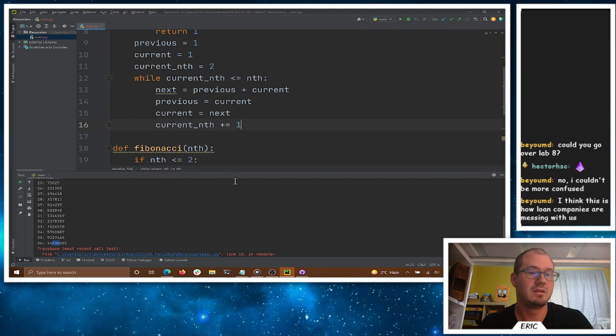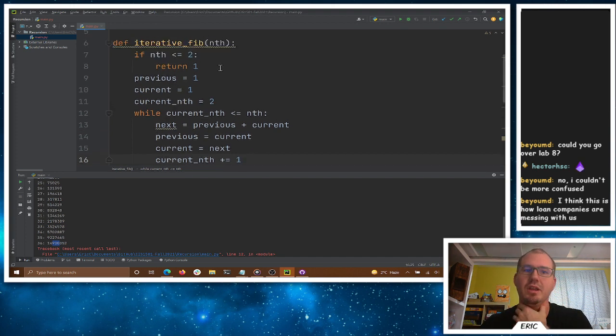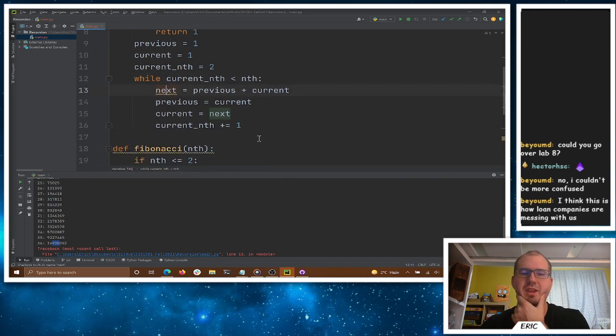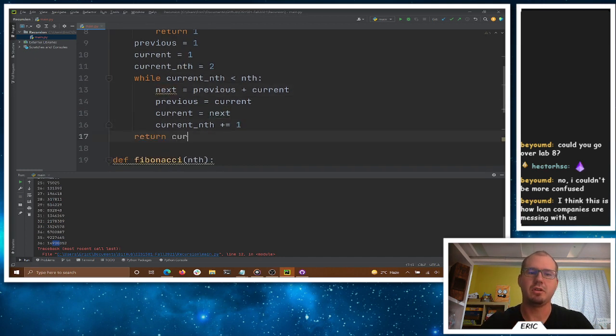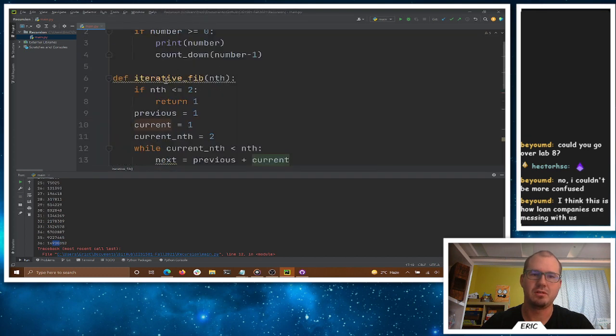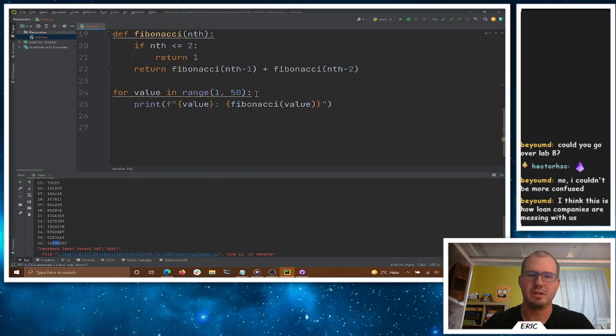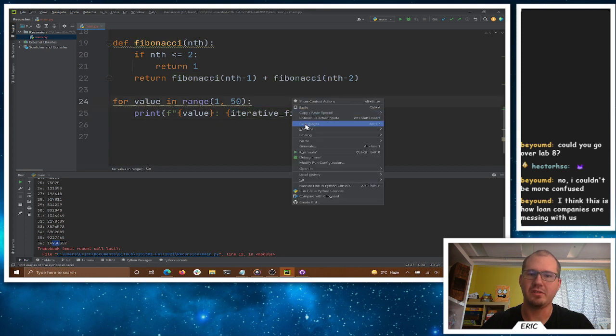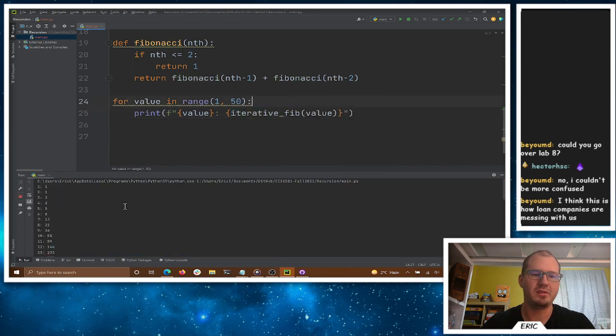Okay. All right, so this way we're going to calculate counting up. So if you want nth of 3, current nth was 2. Let's increase that. We'll get the next, and when we're done, we're going to return current. So let's see if this one works for us here with iterative fib. And this one should be a lot faster because it doesn't need to count up a bunch of ones.